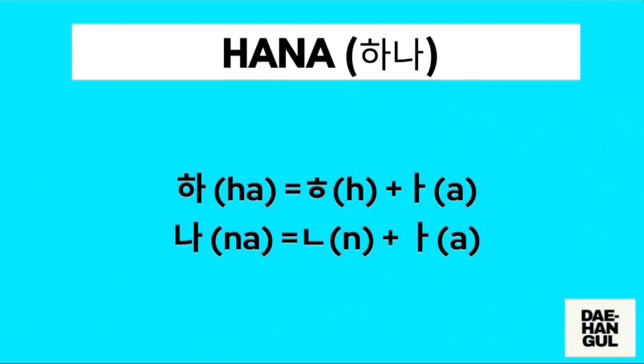How do we write hana in Hangul? First, we need to draw a hieut character, followed by an a character. Next, for the second syllable na, we need to draw first a nieun character, followed by an a character. And then we just need to combine them to form the Hangul of the word hana.